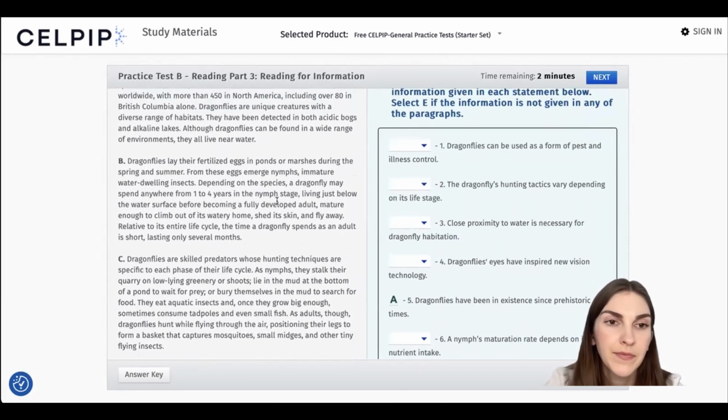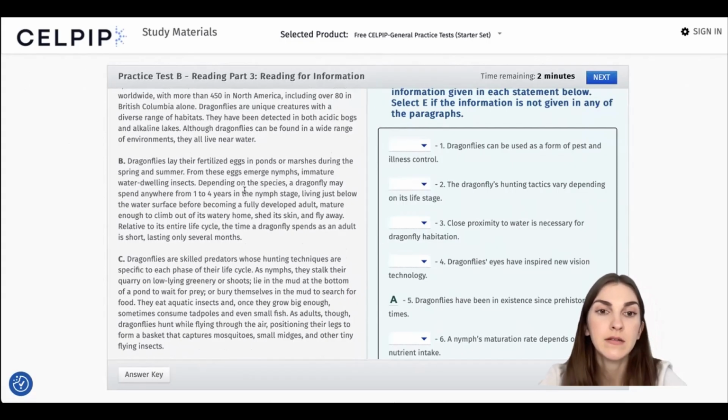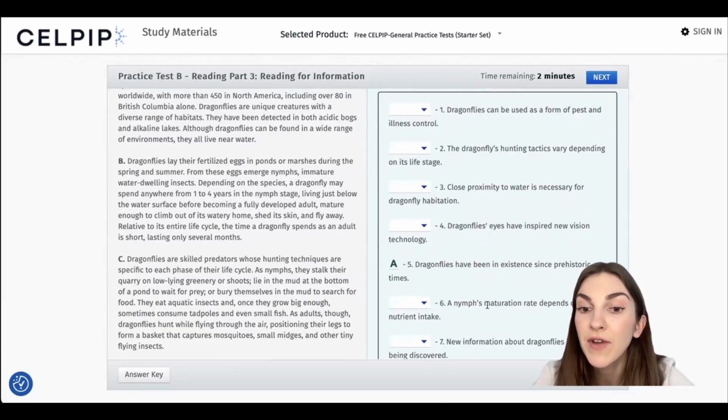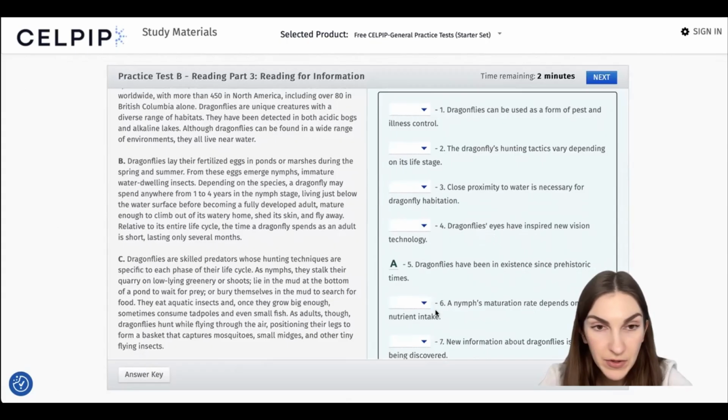Dragonflies lay their fertilized eggs in ponds or marshes during the spring and summer. From these eggs emerge nymphs, immature water-dwelling insects. Depending on the species, a dragonfly may spend anywhere from 1 to 4 years in the nymph stage. We have something about nymphs here. Let's see if we can find the same information.